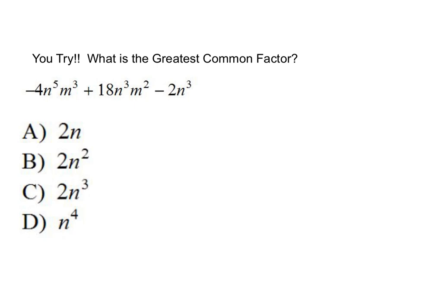So you try, determine what is the greatest common factor. So my greatest common factor has to be at least a 2 because a 2 is possible to be taken out from each term. And then there is at least an n to the third in each one, because here we have n to the 5th, so that means we can take out an n to the third. So that's 2n to the third. So my correct answer would be C.